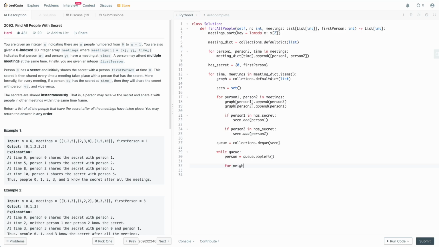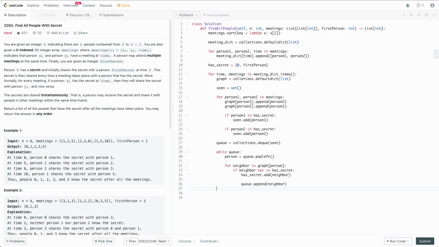So we're going to say for neighbor in graph person, if that neighbor doesn't already have the secret, so not in has secret, then we want to share the secret with them. So we're going to say has secret dot add neighbor, and we want to add that neighbor to the queue so we can pass on the secret to them. And the reason that we only add them to the queue if they don't have the secret is, remember, if they already had the secret before, then they will already be in this seen set, so we don't have to worry about that. Anyway, that's all we do.